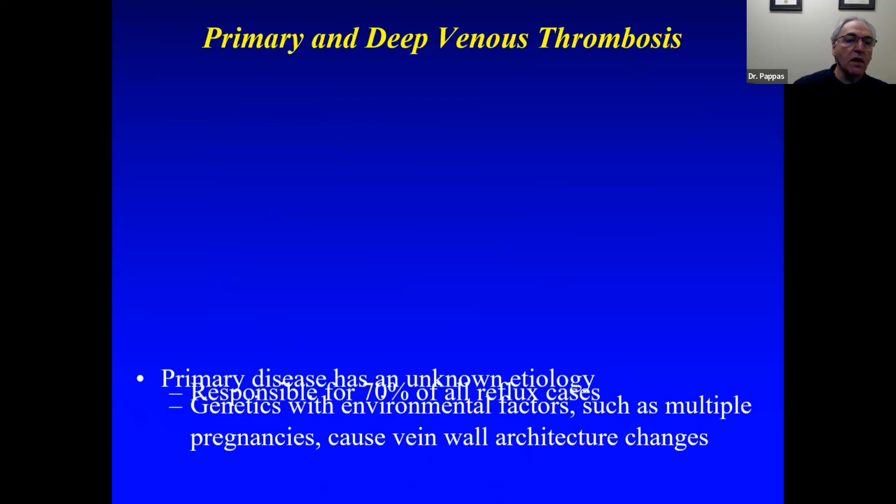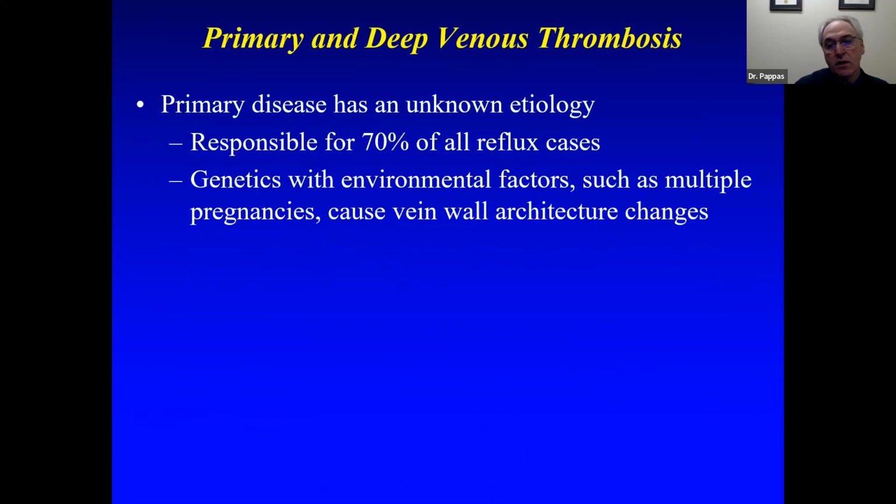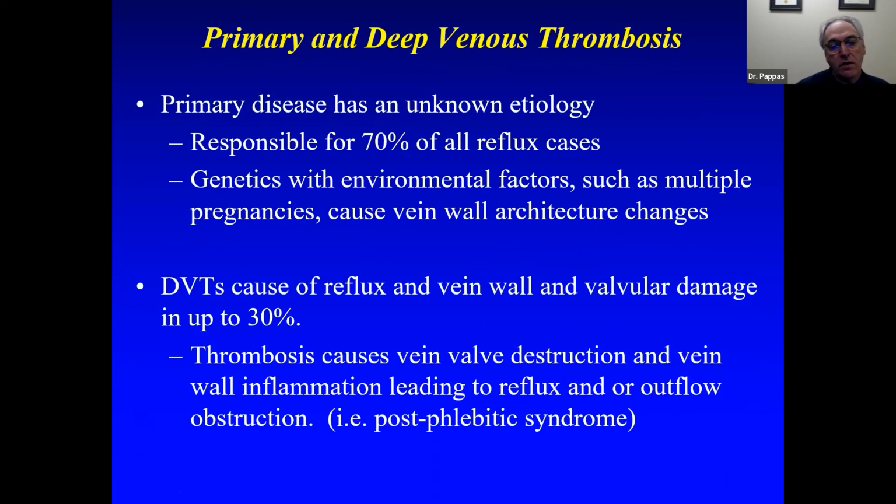So primary disease has an unknown etiology, is absolutely responsible for at least 70% of all cases of reflux. However, the other 30% are associated with a history of a deep vein thrombosis as well, especially on the deep side, and also the cause of post-phlebitic syndrome.